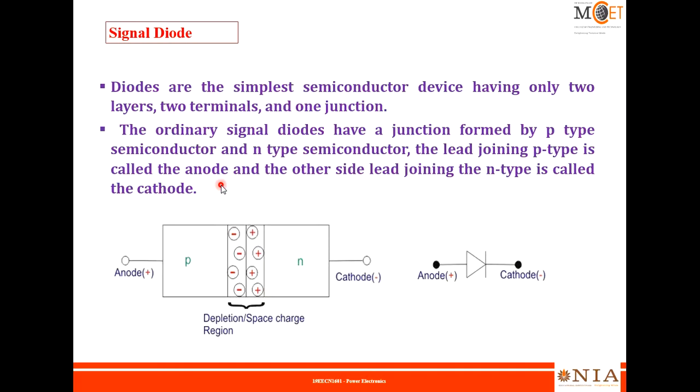Next is the signal diode. Signal diodes are the simplest semiconductor devices, having only two layers, two terminals, one anode terminal and the other a cathode terminal, and one junction. This is the junction. Ordinary signal diodes have a junction formed with a p-type semiconductor and an n-type semiconductor. The p-type side is called the anode and the other side is called the cathode. This is the construction of a signal diode. This region is called the depletion region or space charge region.